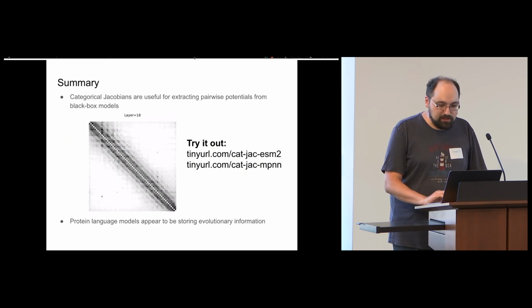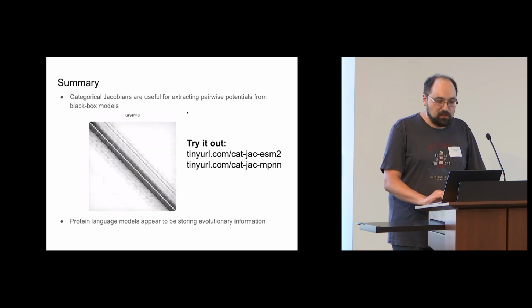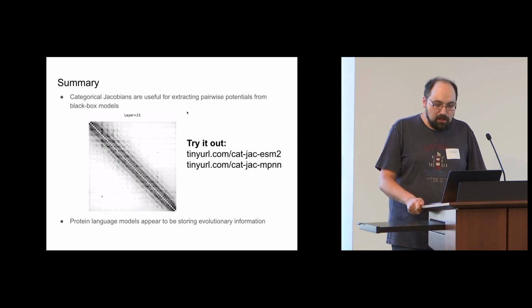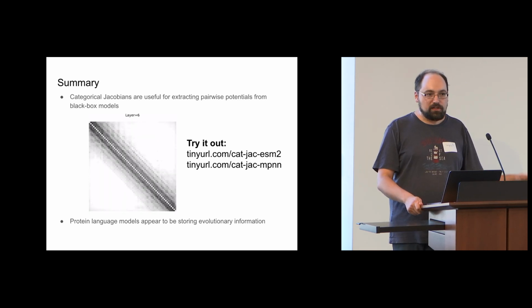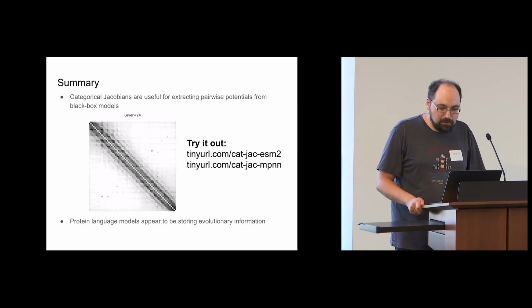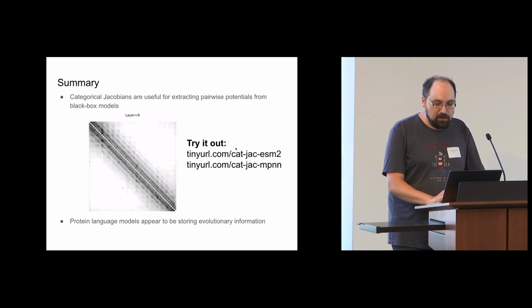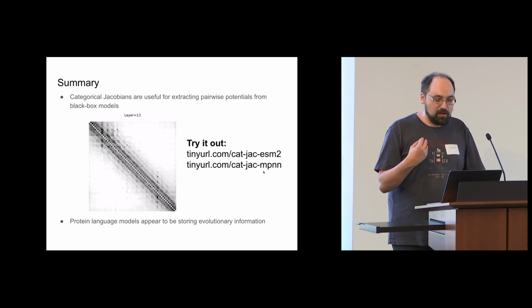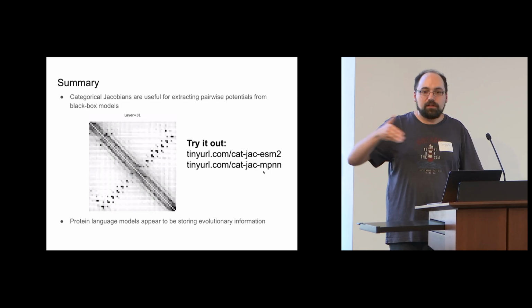And just to summarize this section, Jacobians are very useful because they allow you to analyze models, especially if you don't want to think about what's going on in these black boxes. And we do have some links here for analyzing ESM models, for example, for analyzing protein language models to extract contacts. But on top of that, you could also do this on every single layer.